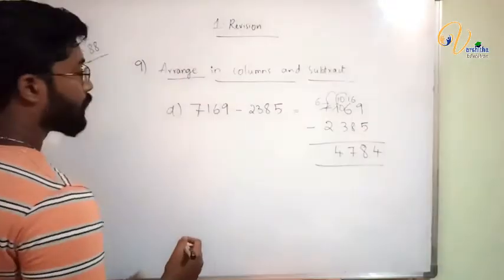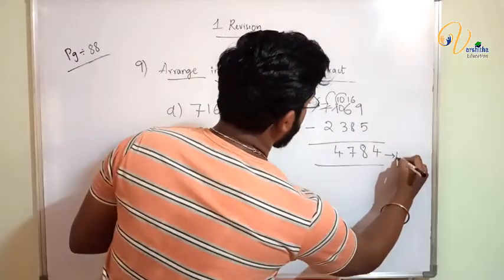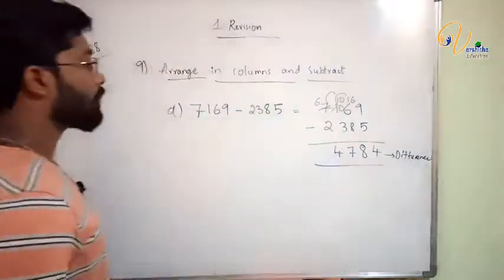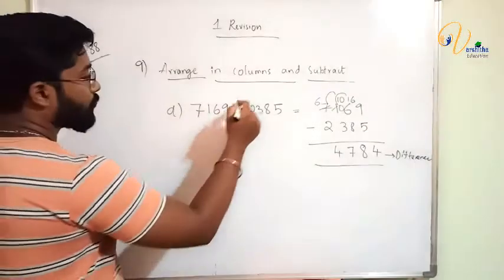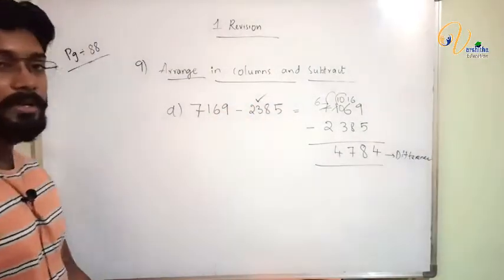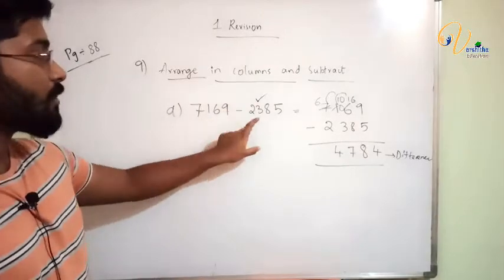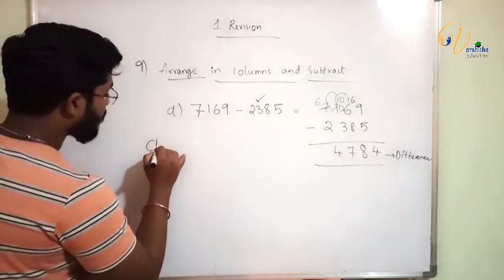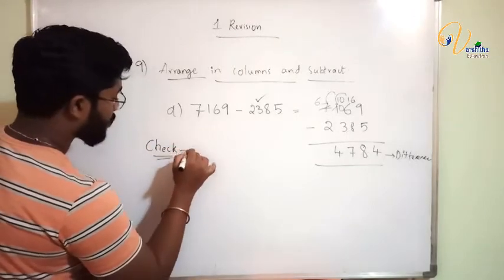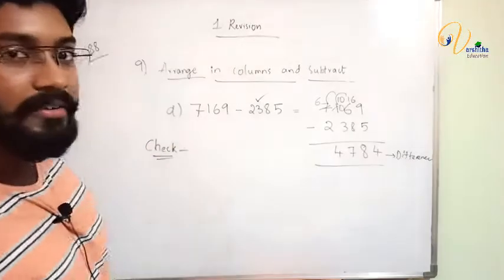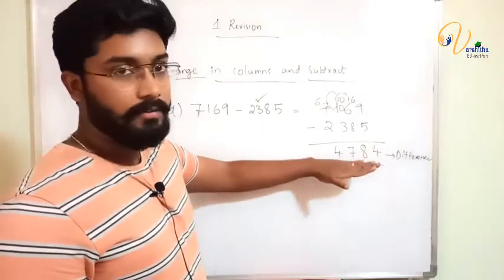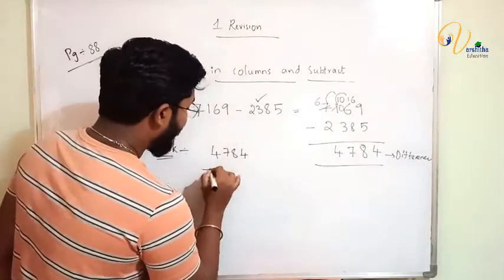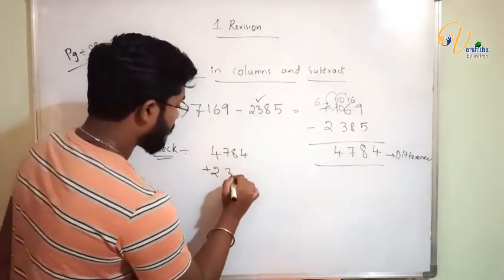4784 is the number. So this is called the difference. This is the difference value. For that difference, you have to add the smallest number. What is the smallest number? Among these two numbers, 2385 is the smallest number, no? So we have to check. I am telling all this for checking purposes, whether you did it correctly or not. If you have any doubt, you can check like this. We got the difference. For this difference, you have to add the smallest number, 2385.